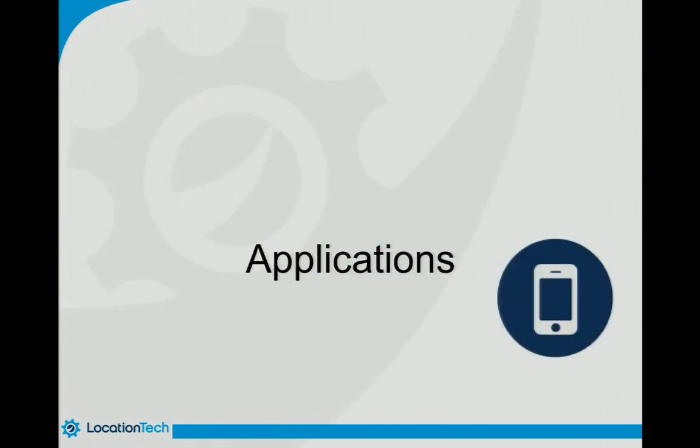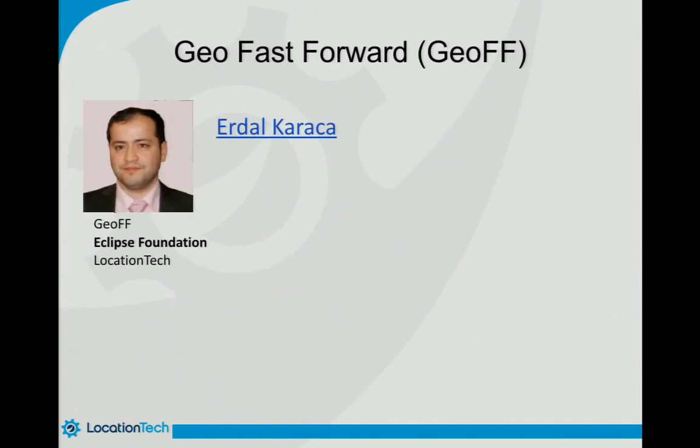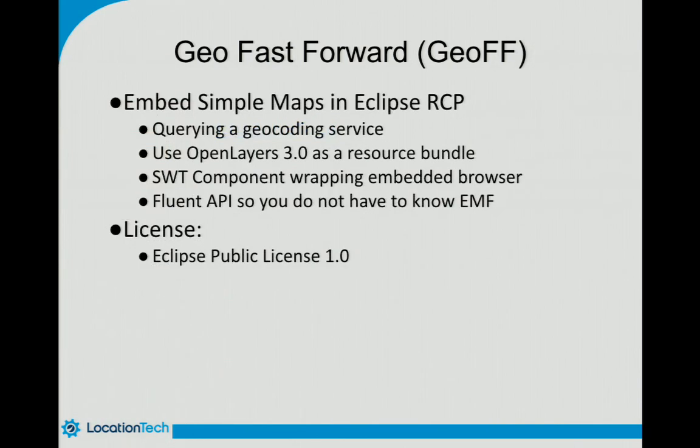The final aspect I'd like to talk about for LocationTech is applications. And not to worry, a few of these applications will be Eclipse RCP based. The first one here is called GeoFastForward. This project is really interesting in that it is Eclipse RCP based, but what they've done is they've used an embedded browser to leverage one of the leading JavaScript frameworks called OpenLayers. So it allows them to embed a simple but very powerful mapping visualization in your Eclipse RCP app.